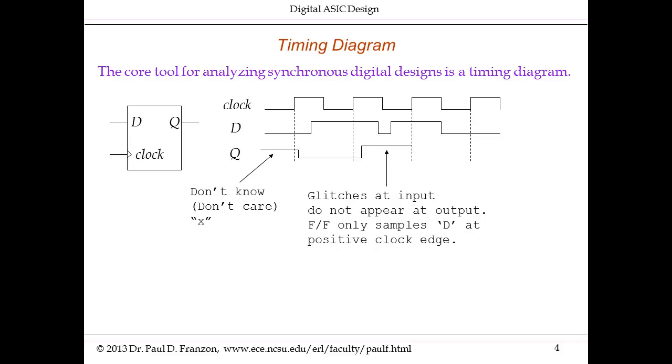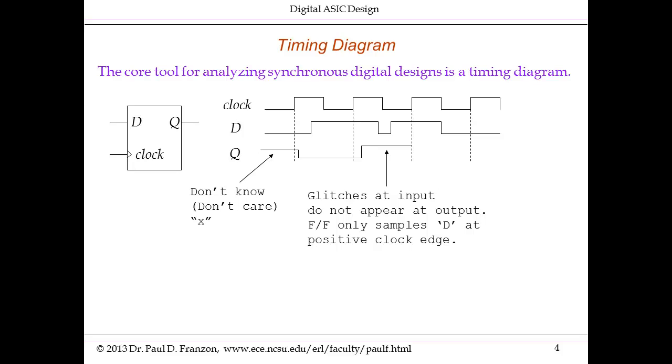Then you notice that there's a glitch in D between rising edges of the clock. These glitches occur as the logic that feeds D is evaluating what should appear at D due to the different delays in the logic chain. But note that these glitches do not appear at the output. That is one of the beauties of these synchronizing events. They only sample the production of the combinational logic on the rising clock edges.